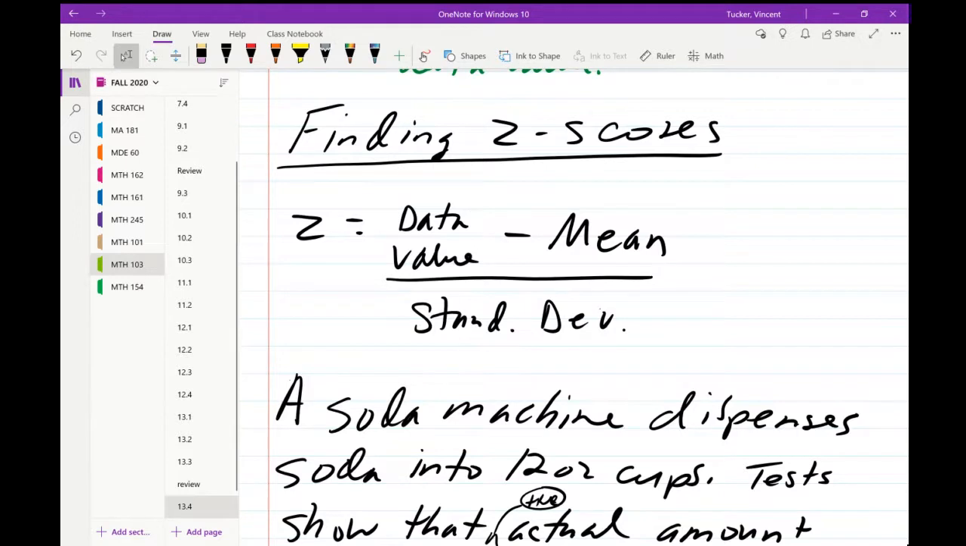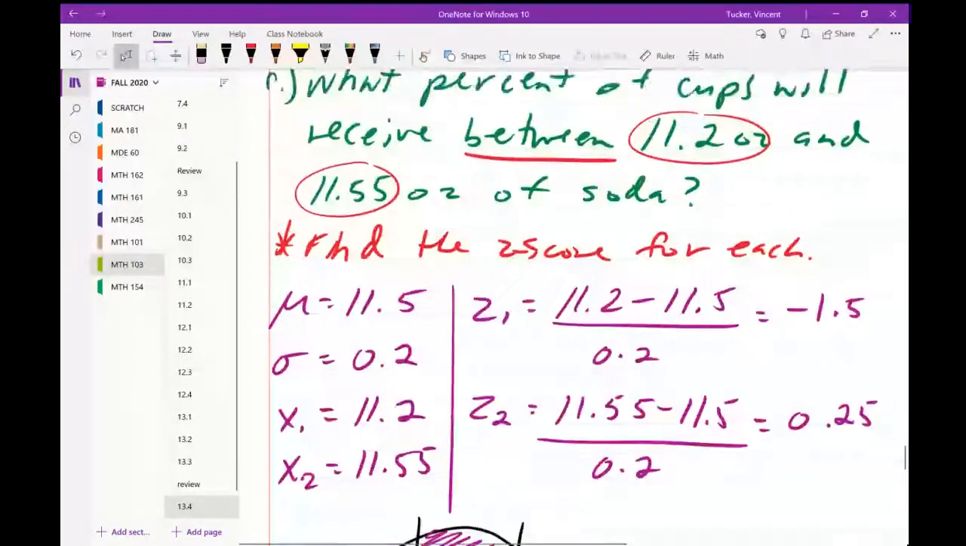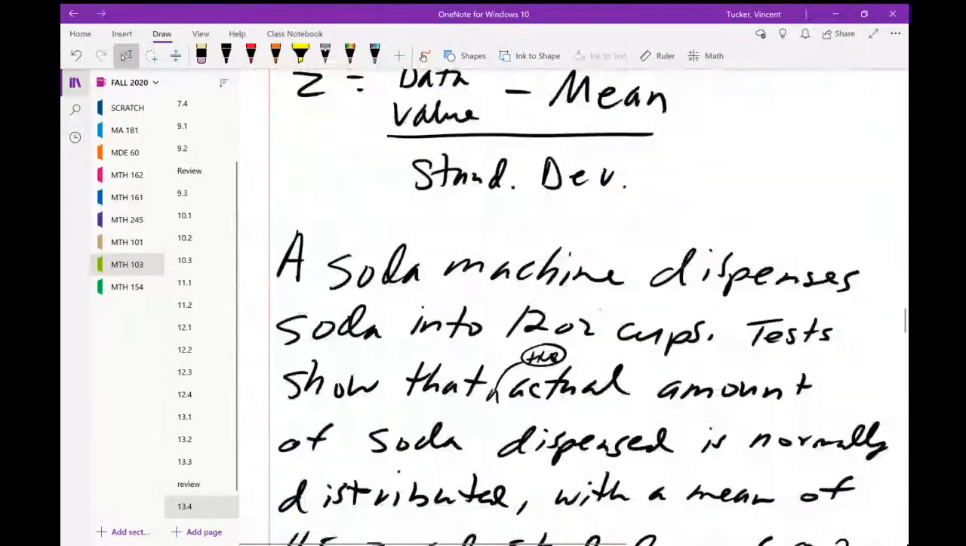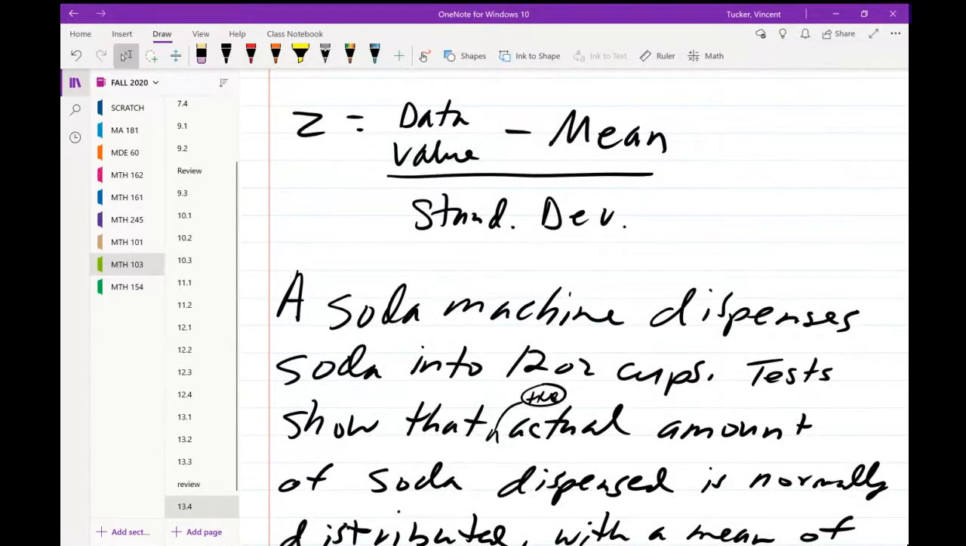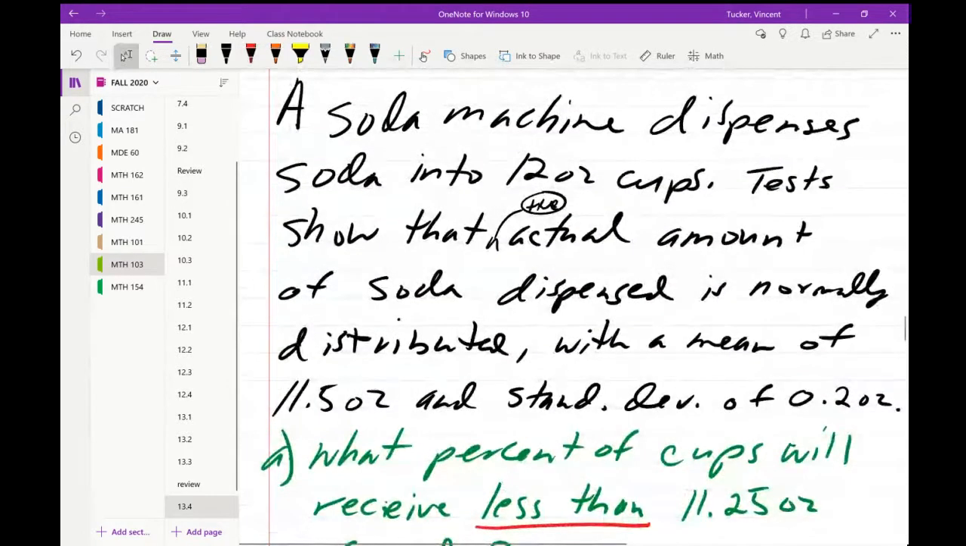All right, I believe this is the last example, so this is it. So once again, to calculate your z-scores, we're going to take the data value minus the mean, divide by the standard deviation. A soda machine dispenses soda into 12-ounce cups. Tests show that the actual amount of soda dispensed is normally distributed with a mean of 11.5 ounces and standard deviation of 0.2 ounces. Let's write that before we go to A.